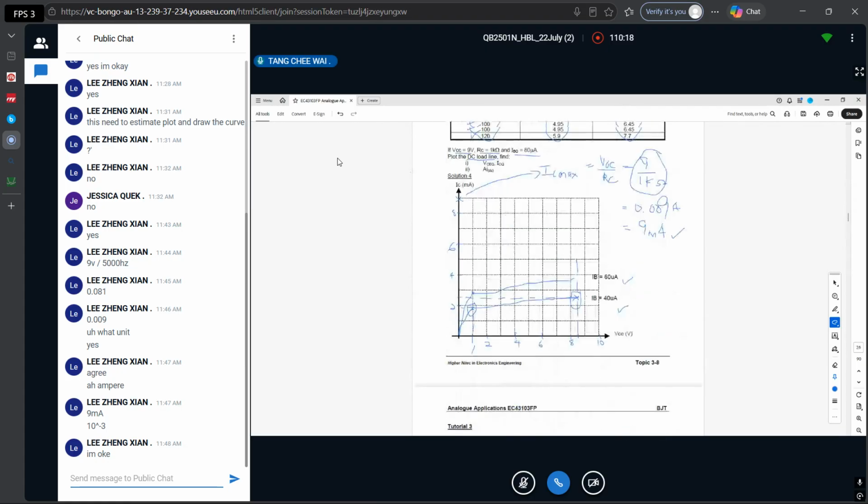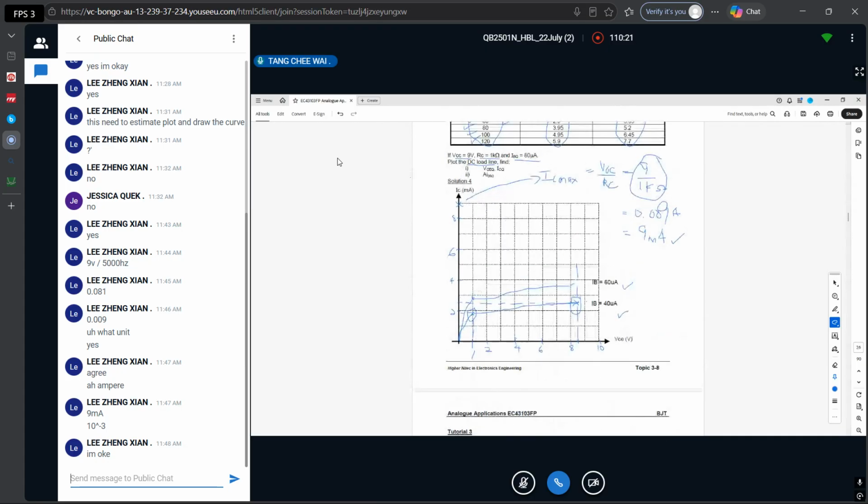Okay, just now they say what? VCE equals VCC, right? Correct or not? So what is my VCC here? 9 volts. So VCE equals VCC is the second point, which is here. This is 9 volts. Okay, 9. And this is the second point. Yes or no?